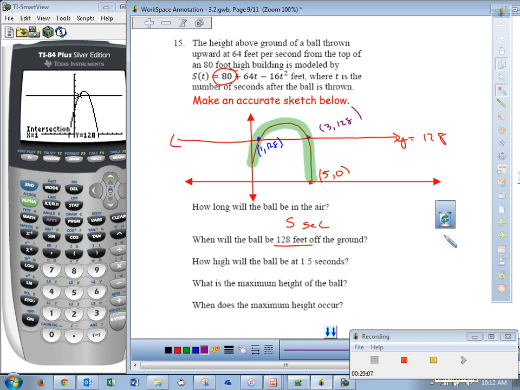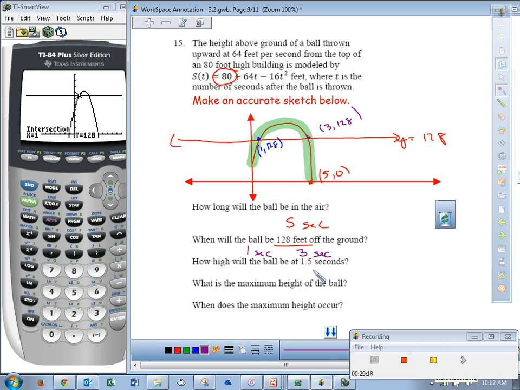So it says, when will the ball be 128 feet off the ground? We need the x values. Those are our seconds. So when did it happen? At 1 second and 3 seconds. How come it happened twice? Because what happened here? Wasn't the ball still going up at that point? It started 80 feet high, went up, got here, kept going up, came back down. It reached 128 feet high again on the way down.